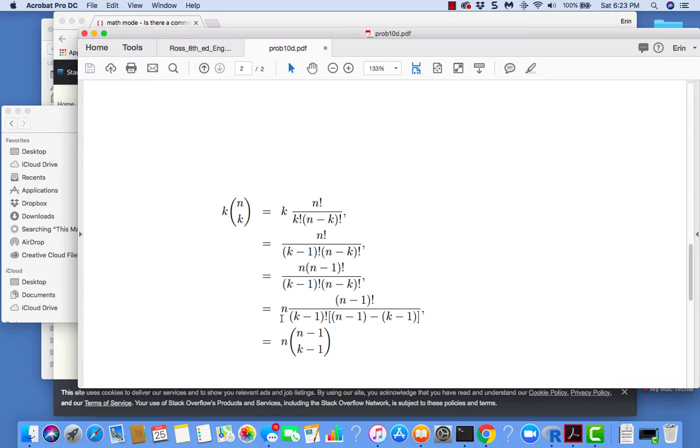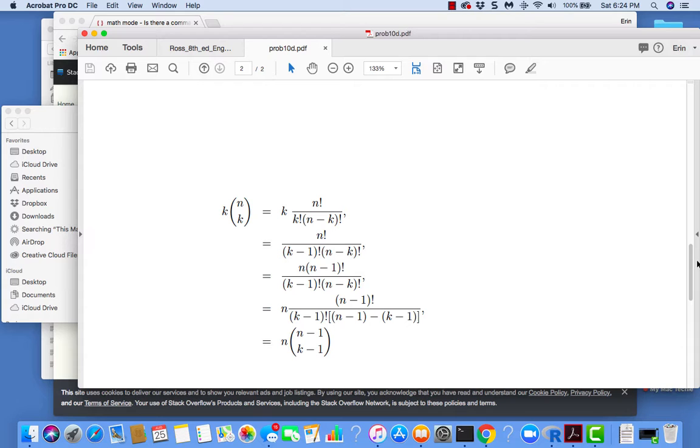Then I'll yank the n on the outside. I'll have (n minus 1) factorial in the numerator, (k minus 1) factorial in the denominator, and I'm going to write that n minus k as n minus 1 minus the quantity k minus 1, and there should actually be a factorial there. Sorry about that. And when you put all that together, that's actually n minus 1 choose k minus 1. And there you have problem 10D.